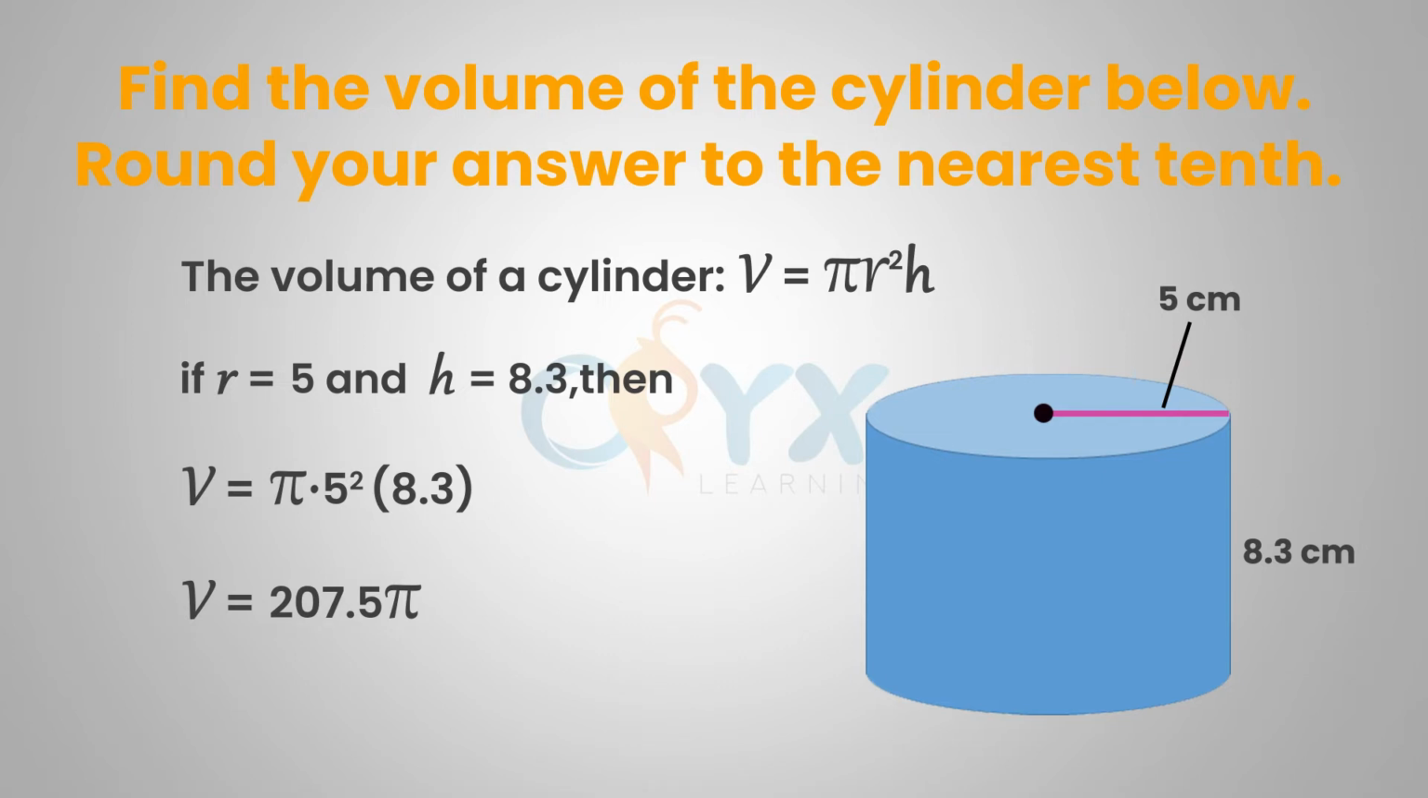Multiplying 207.5 times pi and rounding to the nearest tenth, we'll get that V is approximately 651.9 centimeters cubed. Remember, volume is always measured with a cubic measurement, so the label in this case is centimeters cubed.